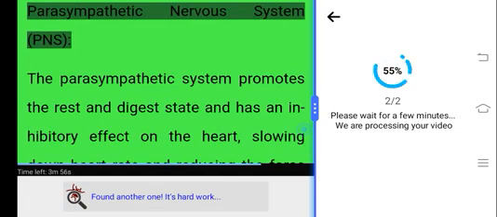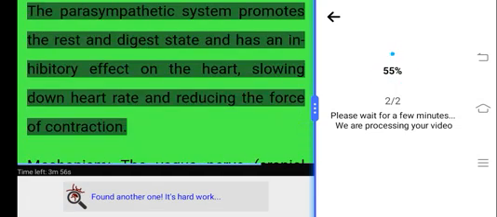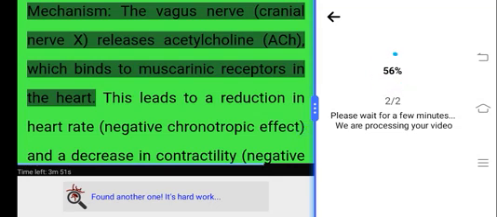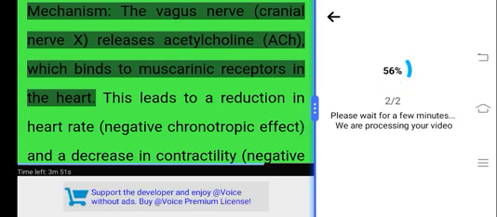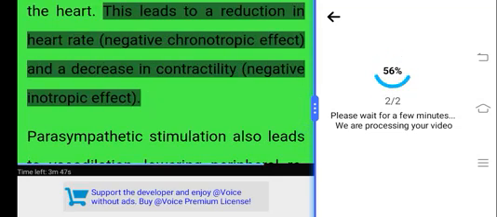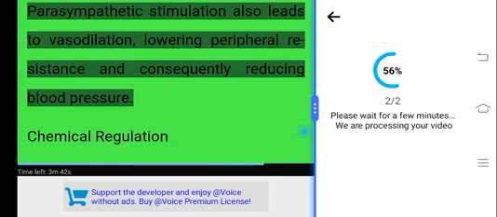Parasympathetic nervous system (PNS). The parasympathetic system promotes the rest and digest state and has an inhibitory effect on the heart, slowing down heart rate and reducing the force of contraction. Mechanism: the vagus nerve (cranial nerve X) releases acetylcholine (ACh), which binds to muscarinic receptors in the heart. This leads to a reduction in heart rate (negative chronotropic effect) and a decrease in contractility (negative inotropic effect). Parasympathetic stimulation also leads to vasodilation, lowering peripheral resistance and consequently reducing blood pressure.